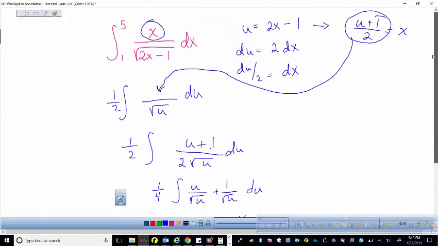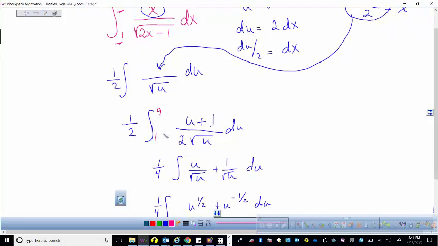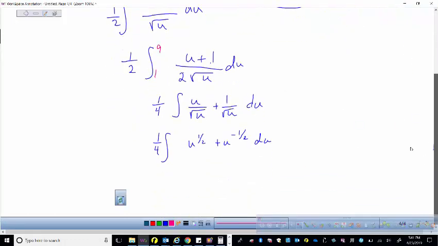Now we need to change our boundaries. So our boundaries were 5 and 1. But remember, we need to put them in terms of u. So if you put 5 in here, you get 2 times 5, which is 10, minus 1 is 9. So that upper boundary is 9. And then if I put 1 in there, 2 times 1 minus 1 is 1. So my lower boundary is 1. And I'm going to go down here and fill it in with all this algebra we did. So this is 1 to 9.